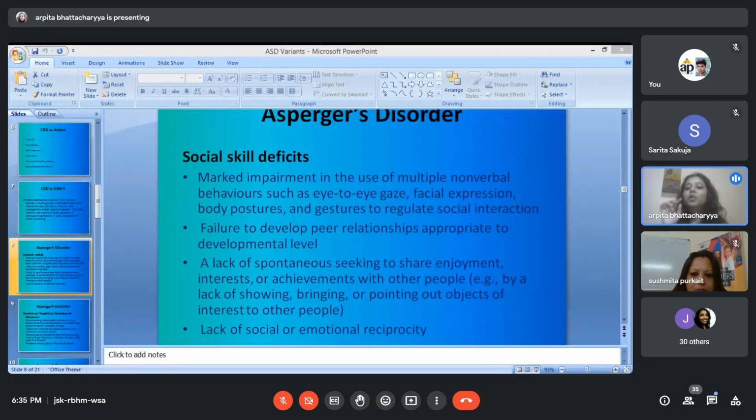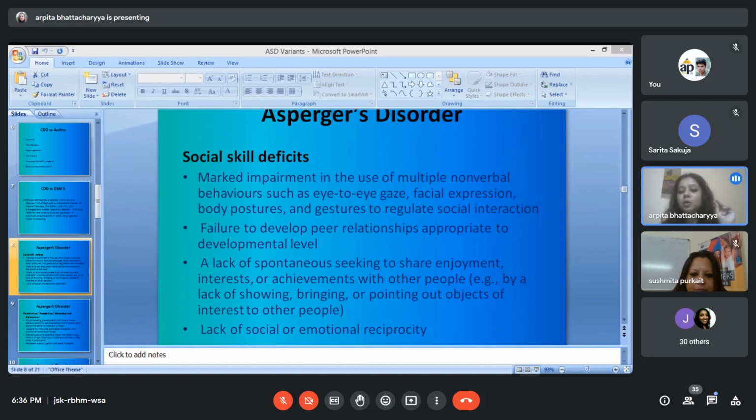They have a monotonous pattern of speech, the same tone, with no tonal variation with emotional variation. So there are certain issues with Asperger's disorder. Asperger's disorder, in a simple way, for your takeaway, is a high-functioning autistic kid.